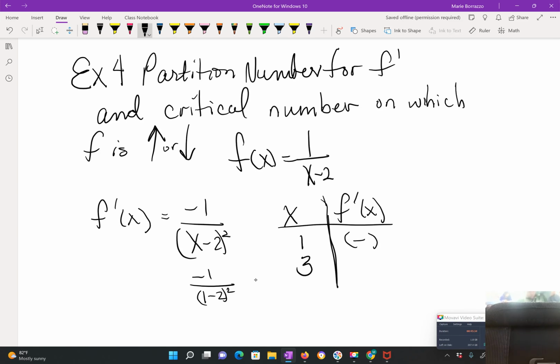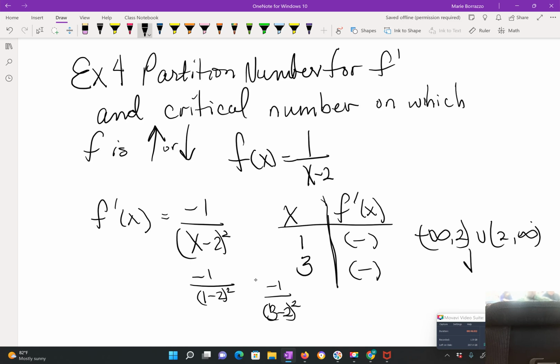And let's do the test for the 3. So if I have -1 over 3 minus 2, who cares? Whatever it is, it's squared, it's still positive, divided by a negative is still negative. Do you see where we are still agreeing? So in this case, we would say negative infinity to 2 union 2 comma infinity, we are decreasing.